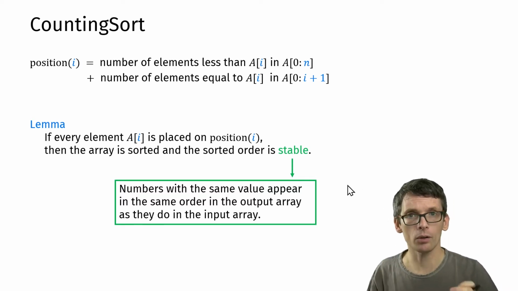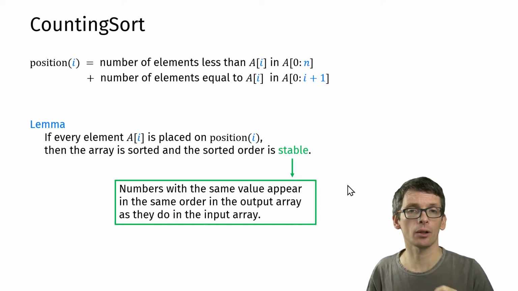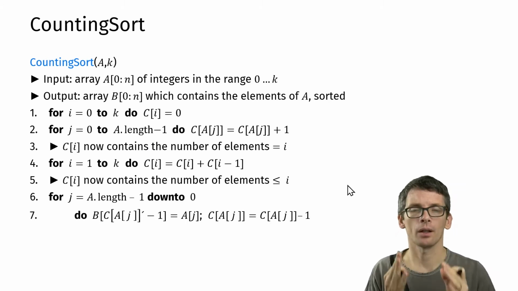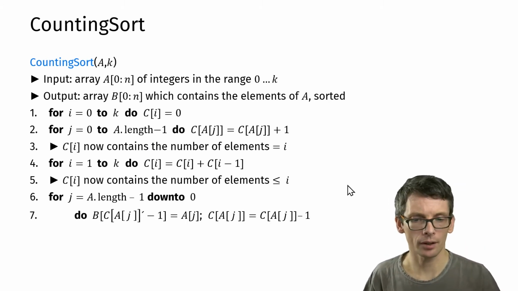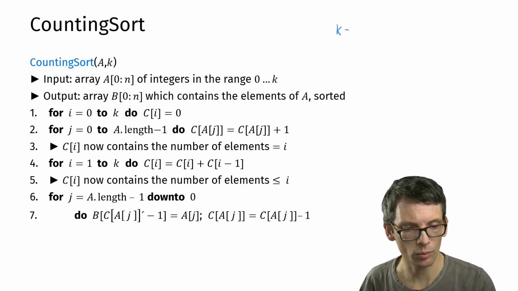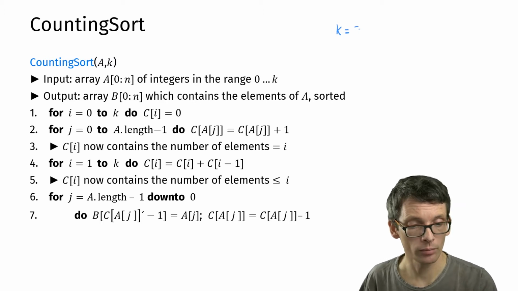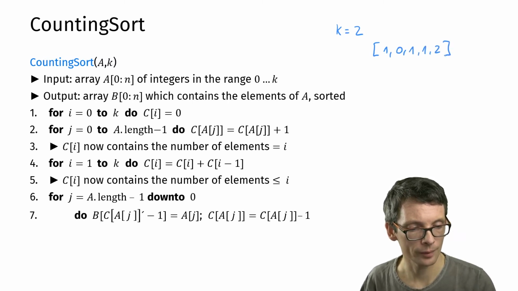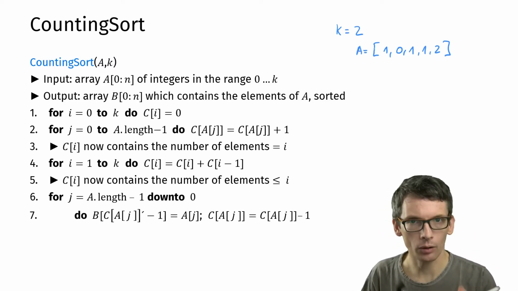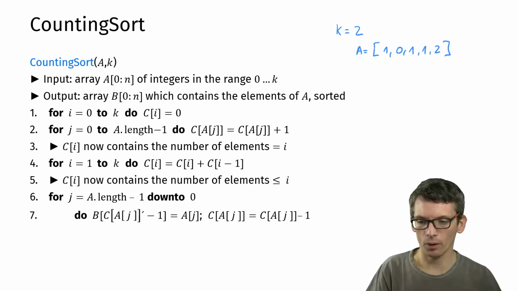Okay, now let's have a look at how we can implement this algorithm. So this is counting sort. Let's have a small example next to it. Let's say k is 2, and we have 1, 0, 1, 1, 2. So that's A. And we're now going to write our numbers in an output array B.